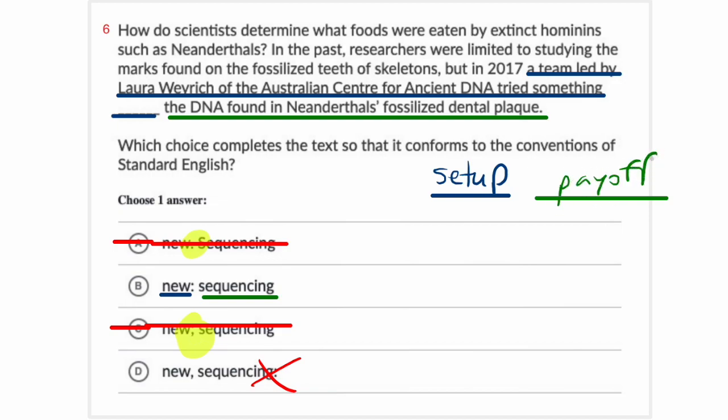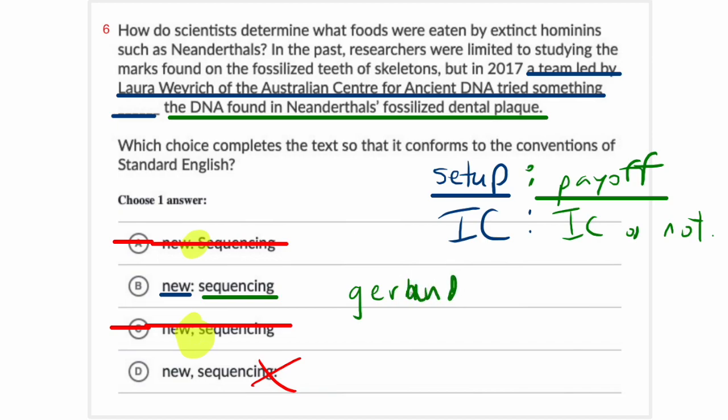These are not technical grammar terms, but what you want to keep in mind is that the setup will need to be an independent clause. The payoff can be an independent clause or not. And in this case, it's not. This would be some kind of phrase. Sequencing is a gerund in this case. It's an ing word that's functioning as a noun. Sequencing the DNA. It's kind of like saying, jogging is exercise. Sequencing, it doesn't really matter what we call it.